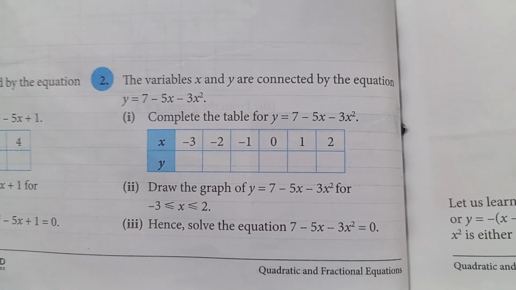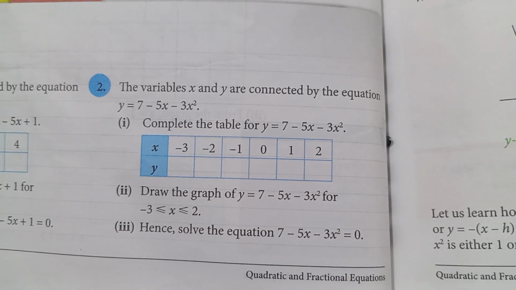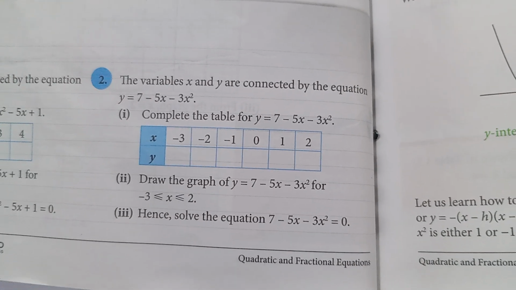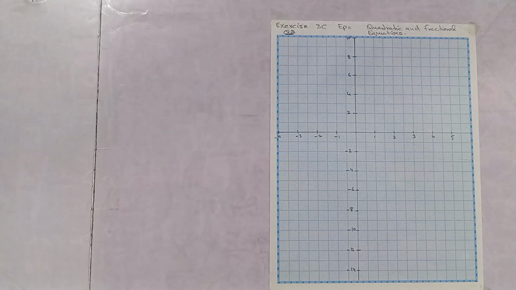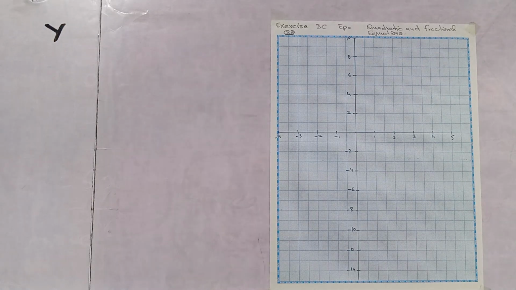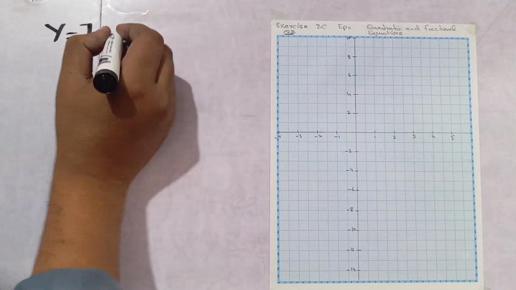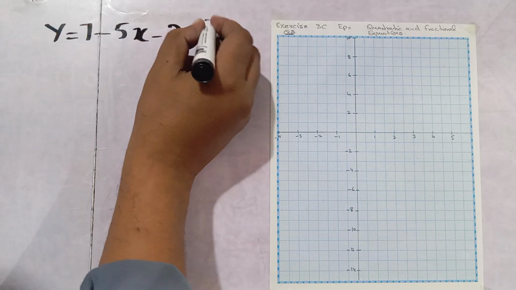You can see question number 2: the variables x and y are connected by the equation y equals 7 minus 5x minus 3x squared. Complete the table, draw the graph, and hence solve this equation. So the equation they have given in question number 2 is y equals 7 minus 5x minus 3x squared.